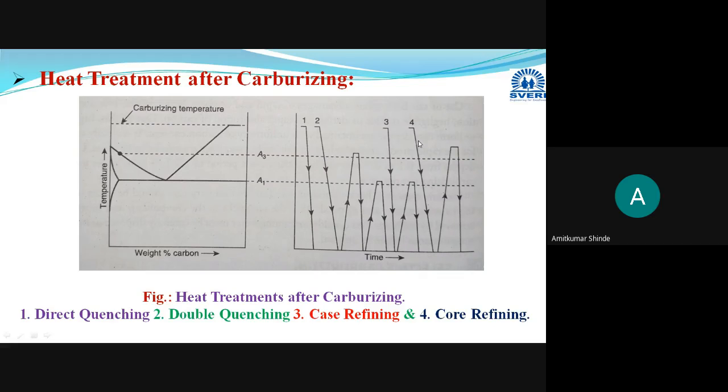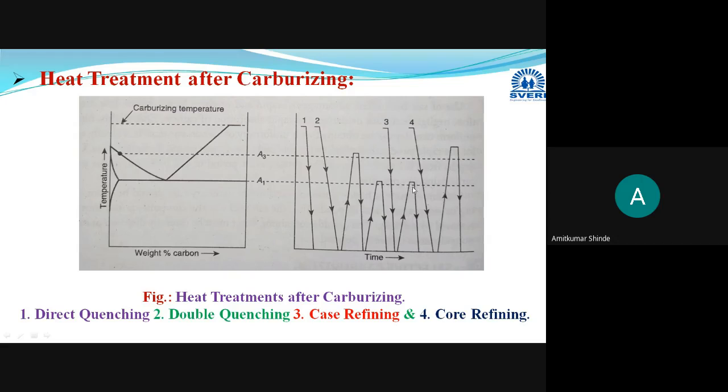Now the third and fourth types are just the breakage of this second hardening process, depending on your need. Suppose you just want to increase the hardness on the surface, then this third hardening process, that is case refining, is used. We cool the component to the room temperature, and reheating is done above A1 and held at the particular temperature for some 1 or 2 hours, and it is cooled to the room temperature.